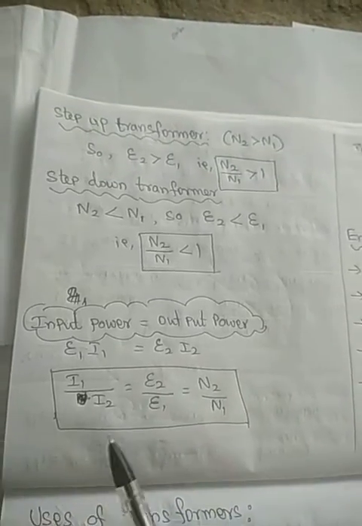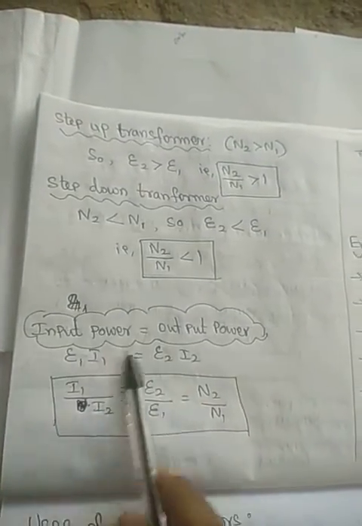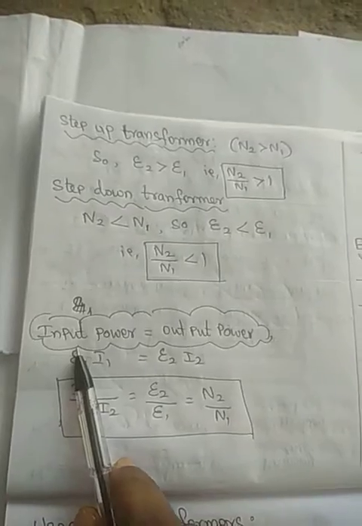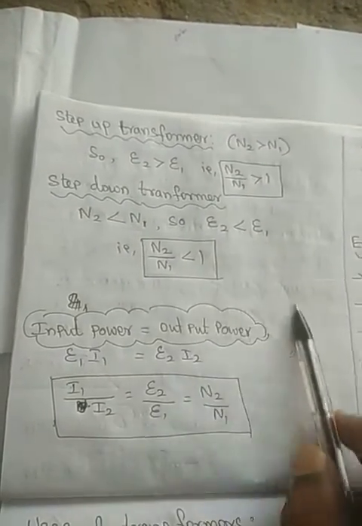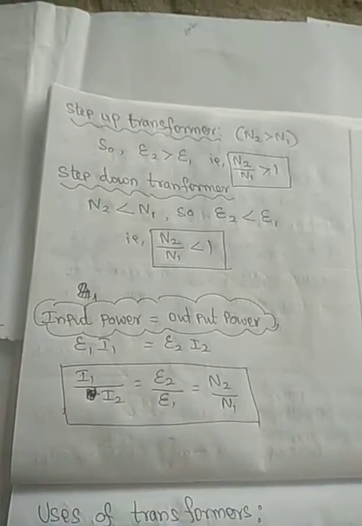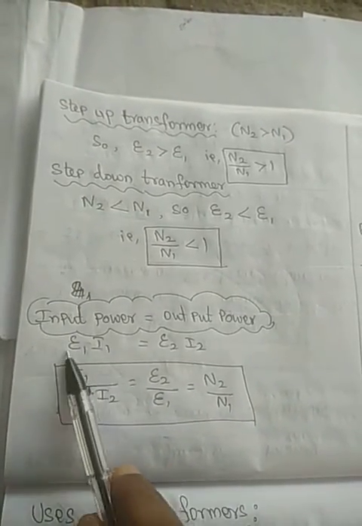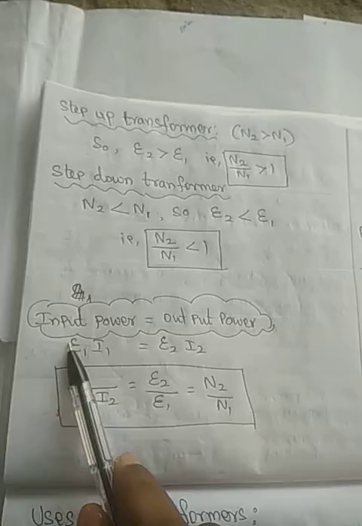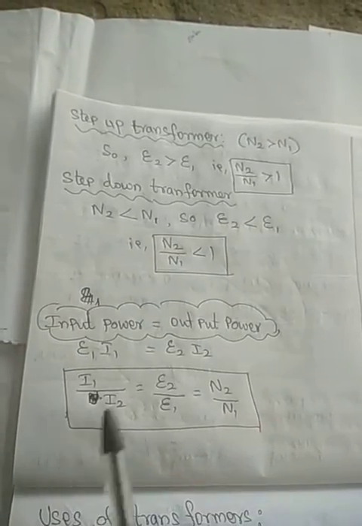Now for the power: the input power is the power in the primary coil. Output power means the power in the secondary coil. So the input power must be equal to the output power. So E1 I1, that is VI, is the power formula. Here V is the voltage, and E1 is the EMF.